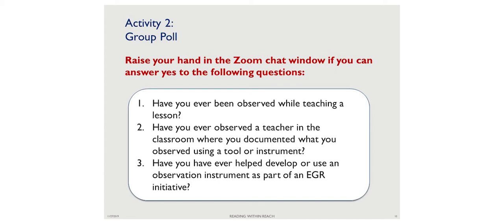Oh, great. Well, it looks like quite a few people have been observed themselves while teaching a lesson, almost 70%. That's great. So you've been in that position of having the eyes on you. And I think that's an important perspective to have when we're developing and planning for classroom observation exercises. 85% of you have been the observer, also a very useful role to have been in if you are going to be planning and developing tools. And 70% have ever helped develop a tool.